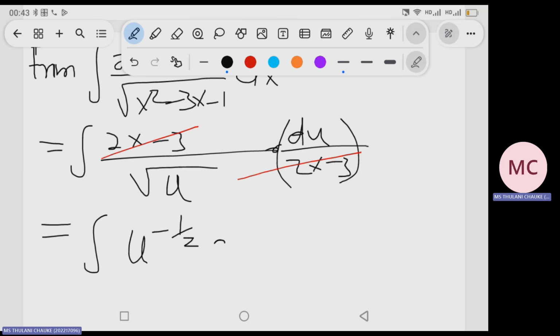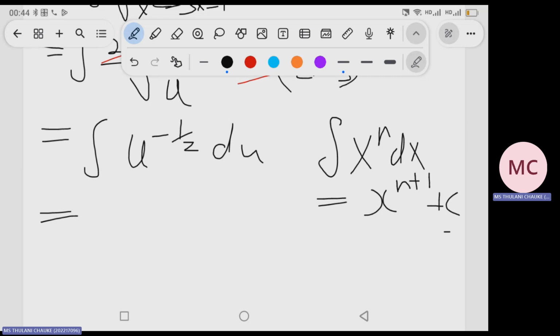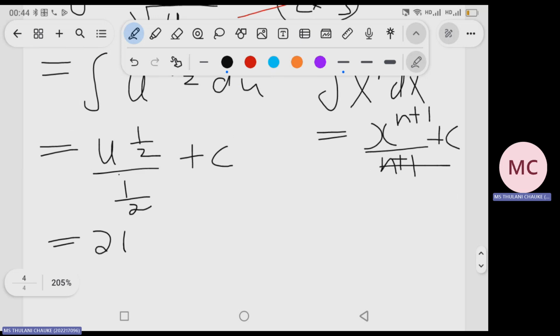Then we'll be left with the integral of u to the exponent negative half du. Then this is equal to, so the integral of this, you just apply the rule that when you have x to the exponent n dx, you'll have x to n plus 1 over n plus 1, plus c. So that's what you will do. Then you get 1 over 1 over 2 plus c. Then this will give us 2u to the half plus c.